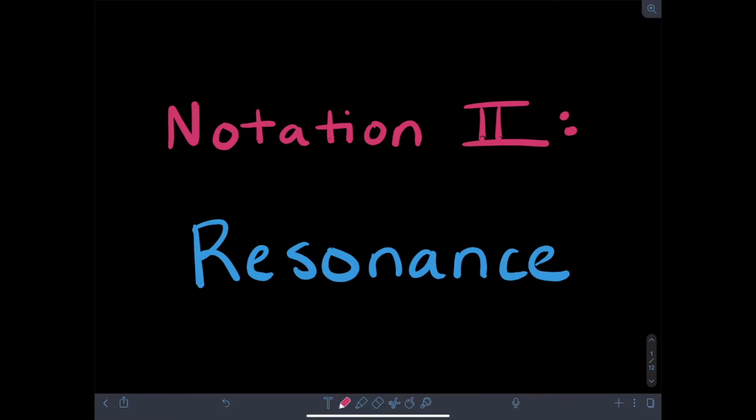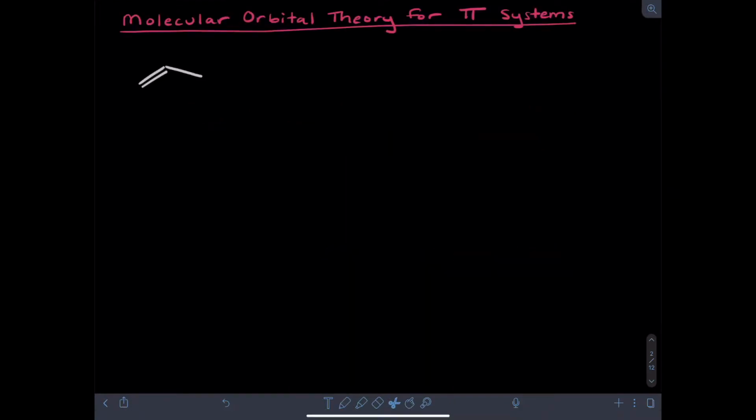Hi folks! This is our second video on notation, and today I'm going to be talking about resonance. I want to begin by talking about molecular orbital theory for cases where we have pi bonds.